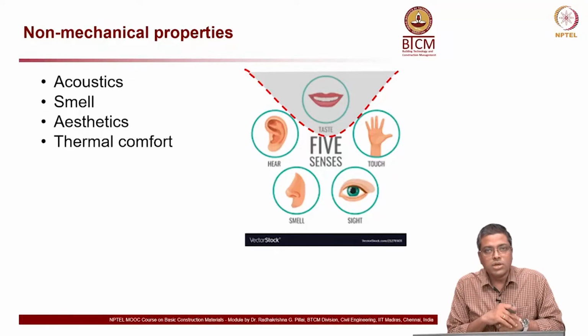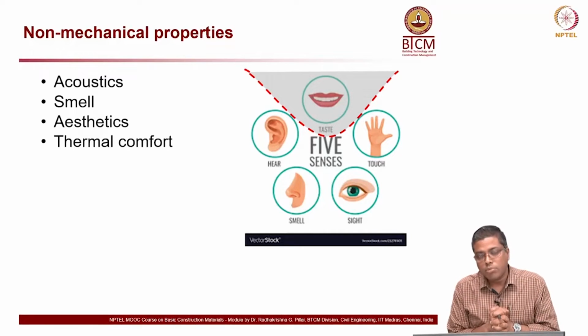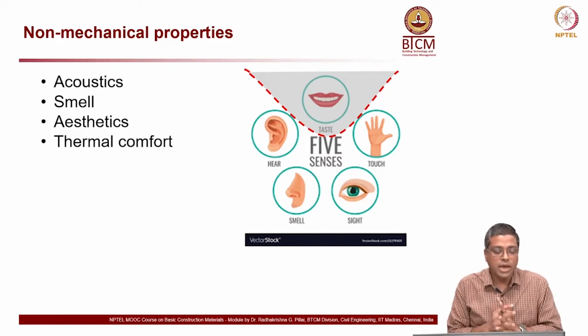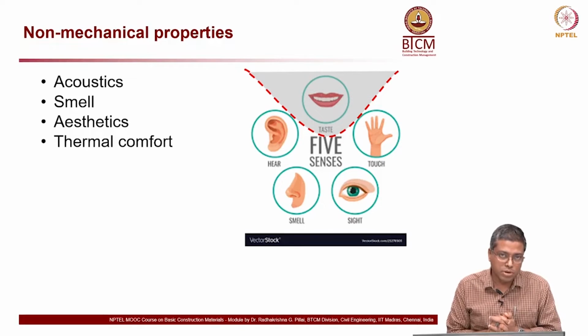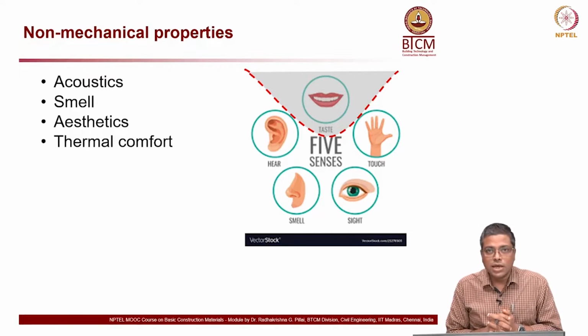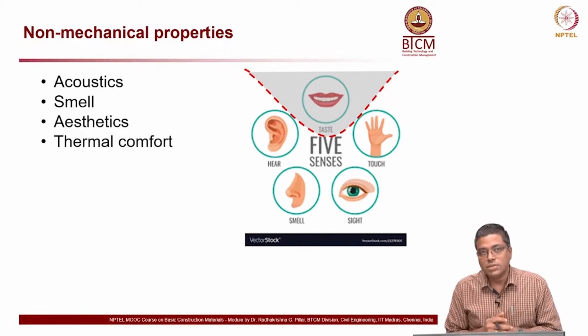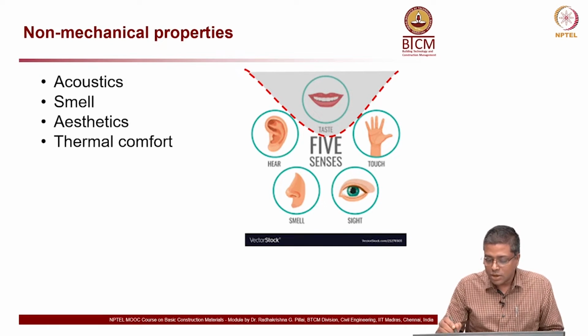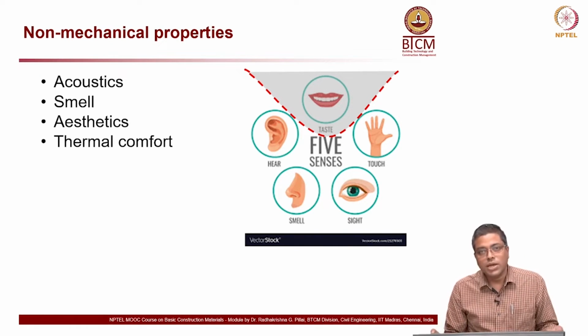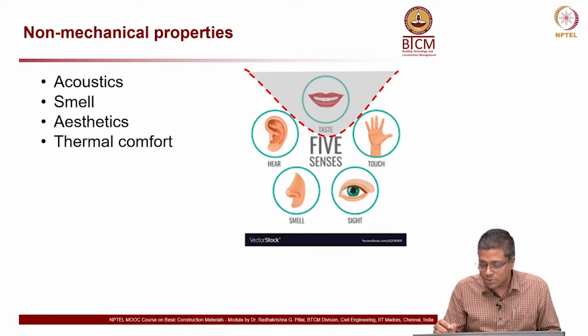Now, usually we talk a lot about mechanical properties while designing structural systems, but there are also some non-mechanical properties which are very, very important. Essentially, they are all associated with the 5 senses which we have, even taste we can include, but mostly not the taste part.